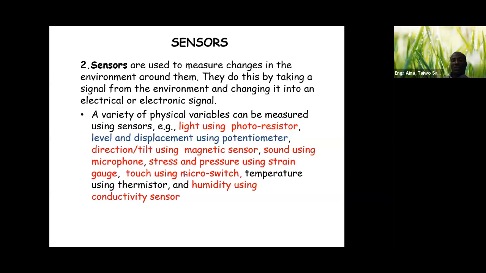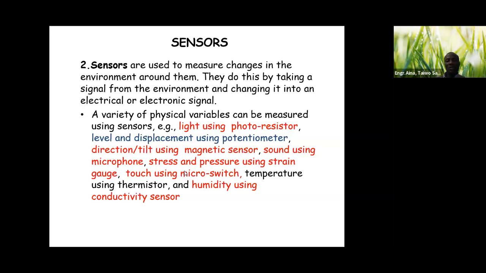And also for sound, as I've taken an example, a microphone is also a very vital transducer. You can use that microphone to sense the sound of the person that is talking. Then talking about stress and pressure, we can do that using the strain gauge, and for touch using a microswitch, for temperature using thermistors, and humidity using conductivity sensors. So these are some of the sensors that are incorporated in a mechatronic system to give a better result.